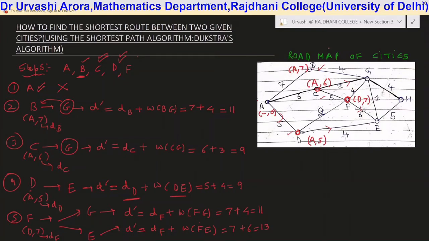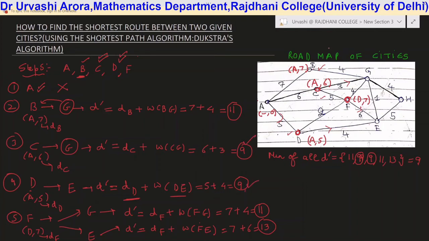So we have obtained all the D dashes in this step, and the D dashes that we have obtained in this step are 11, 9, 9, 11 and 13. So there are 5 D dashes that we have obtained in this step, and now we are going to calculate the minimum of all of them, which is 11, 9, 9, 11 and 13. The minimum of course is 9, which is occurring at 2 positions.